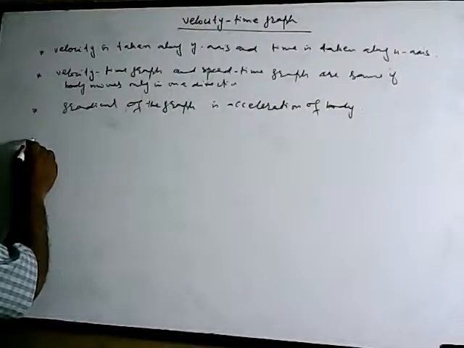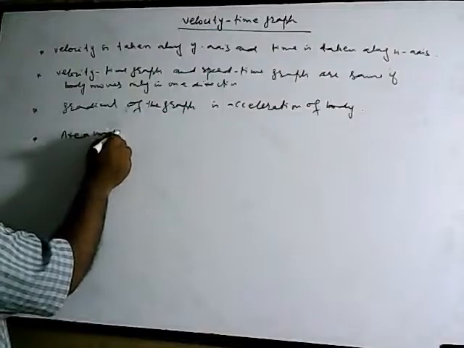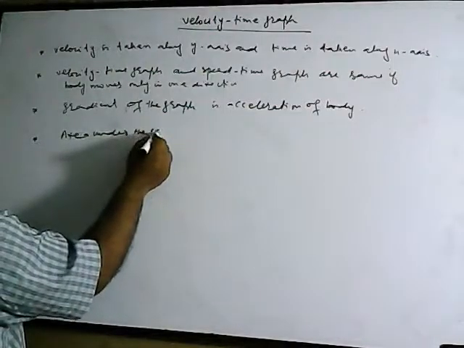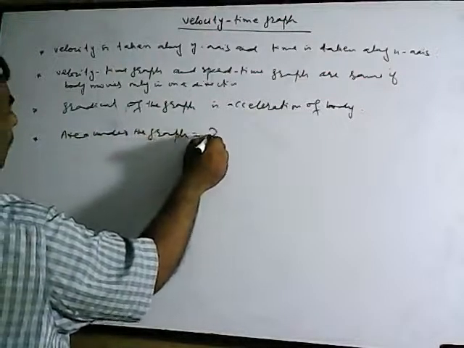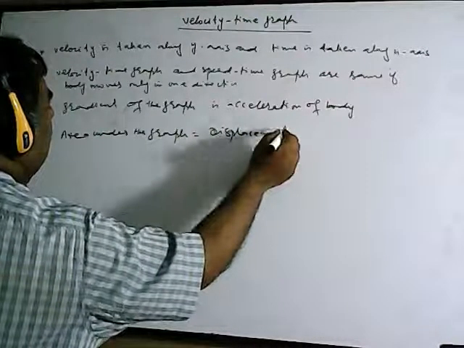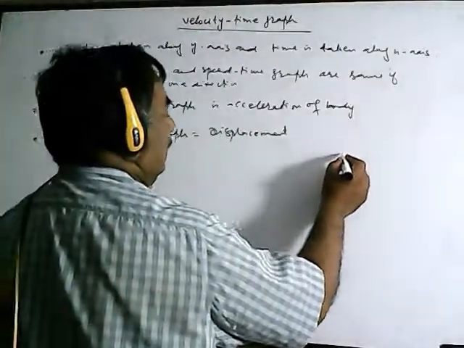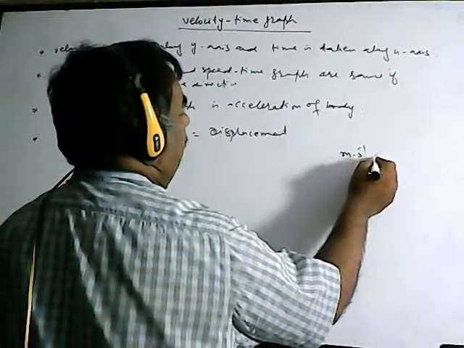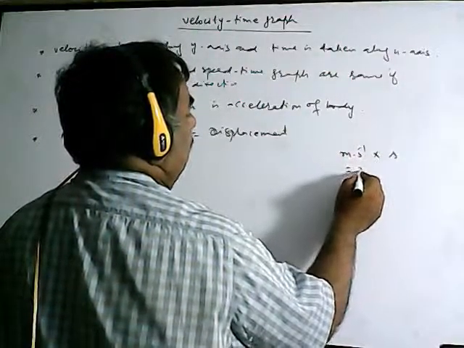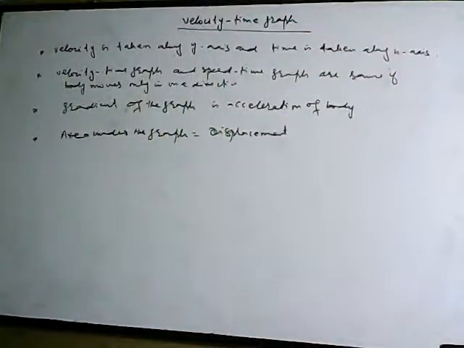Then the area under the graph is the displacement. Why is it the displacement or distance? Because for the area under the graph, the unit along the y-axis is meter per second, multiplied by the unit along the x-axis, second, so it's just a meter. Meter is the unit of displacement or distance. So the area under the graph is the displacement.